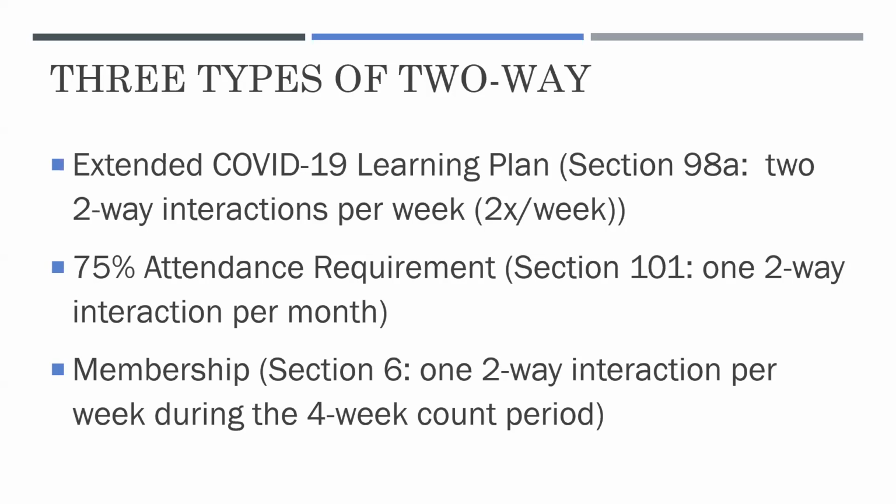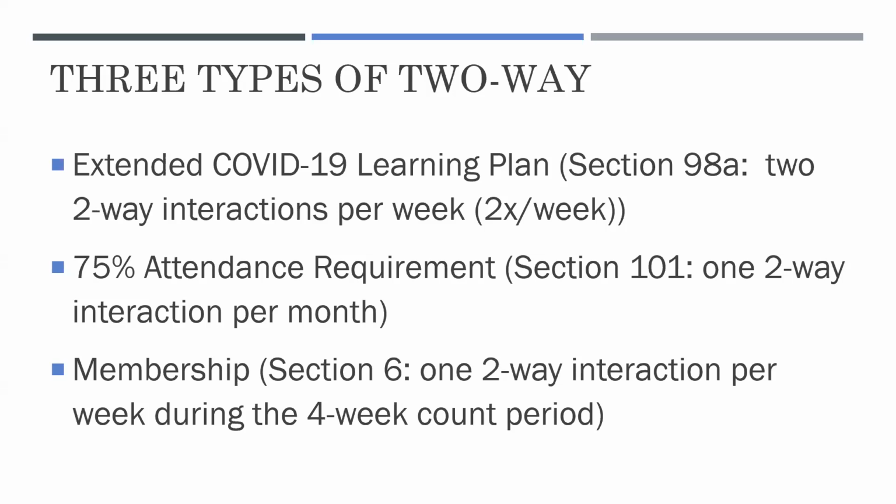as well as publicly announce during their reconfirmation meetings. Then Section 101 is where we find our attendance requirement. And to meet the 75% attendance requirement, you have to have at least one two-way interaction with your students in a month.